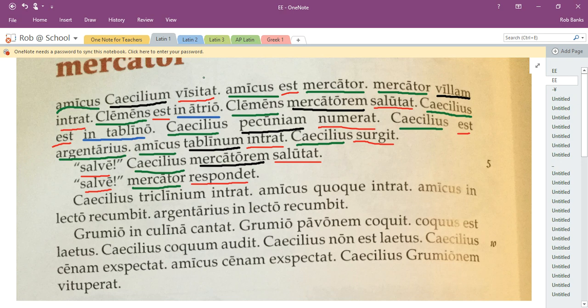Grumio pavonem coquit. Grumio coquit, he cooks. Not surprisingly, that's what a coquus does, right? Grumio cooks pavonem, the peacock, which of course is what declension? Third, right? And it's accusative, em. Coquus est laetus. The cook is happy.